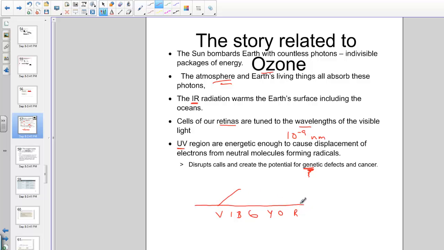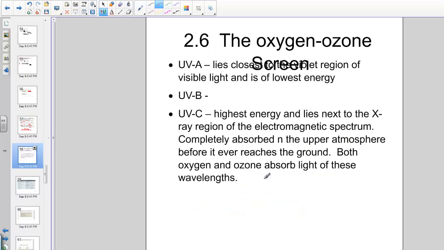This is the visible spectrum. Here we have IR, infrared, like a heat lamp warming your hamburger at McDonald's. But over here we have the UV spectrum, ultraviolet, so it comes after the violet. The ultraviolet region is where this energy is reaching the Earth, but it has the potential to cause damage. We don't see it, but it's energetic enough to cause genetic defects. How do we go about protecting ourselves from the UV radiation? And that's the ozone story.